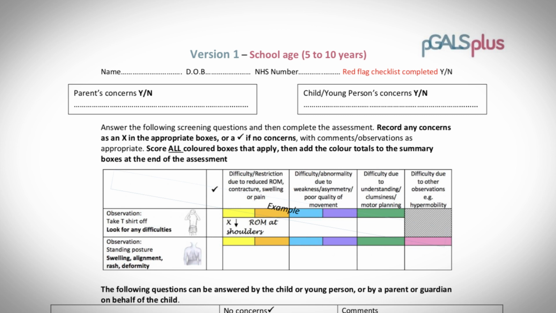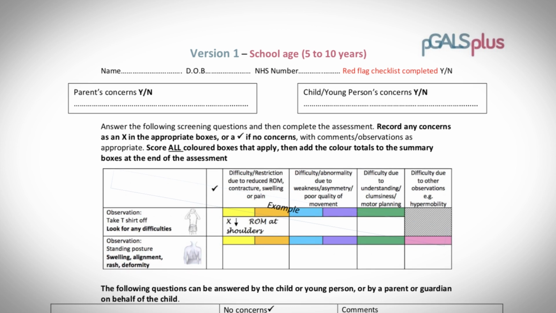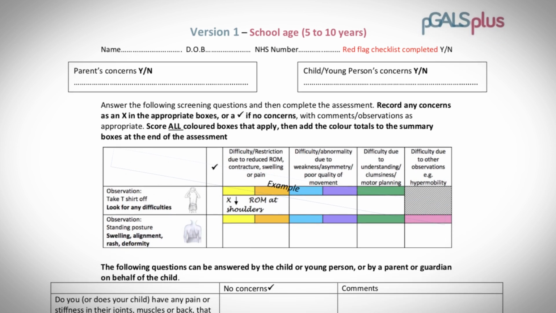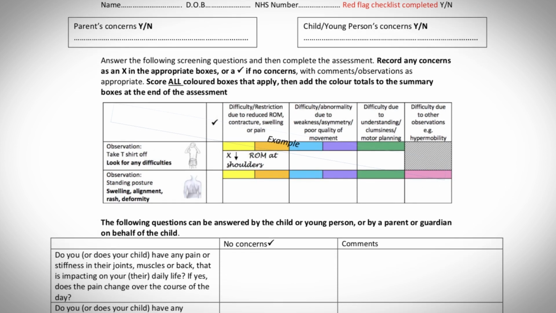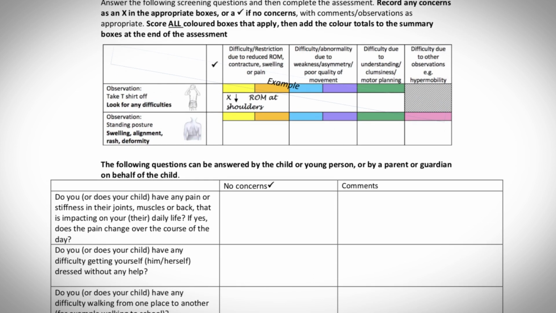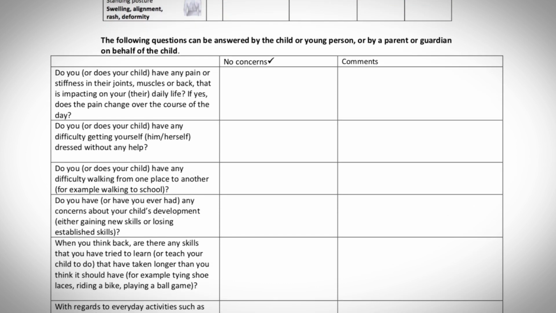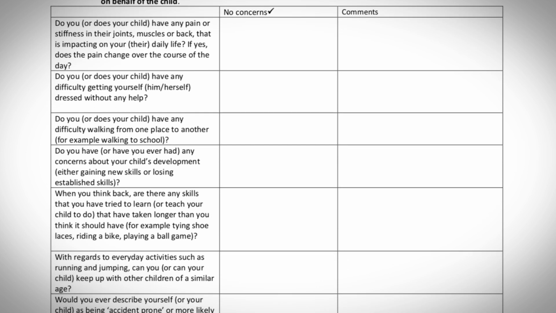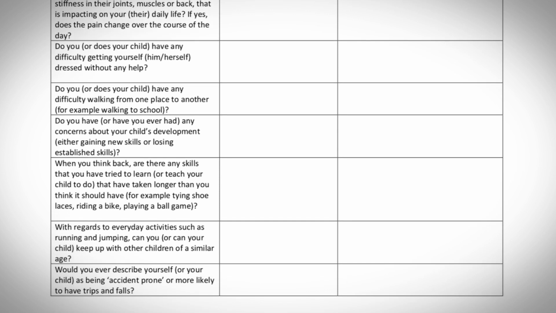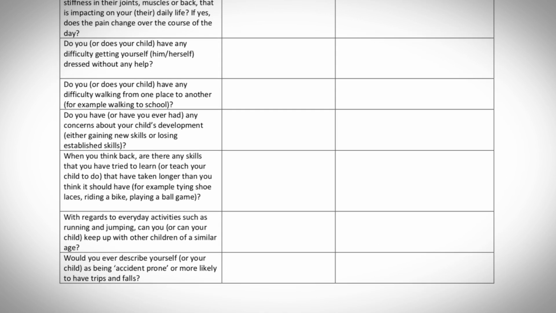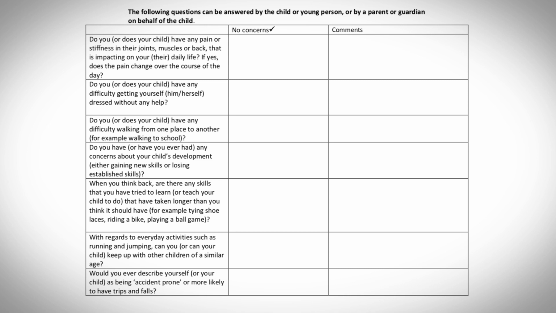pGALSplus expands on the original pGALS assessment and includes additional skills that may help to identify children with underlying weakness, issues with balance and coordination, as well as pain and restricted range of movement. To begin with, record the concerns of the parent or carer, and also those concerns raised by the child or young person. Then ask the screening questions listed. The following information will guide you through the clinical assessment.